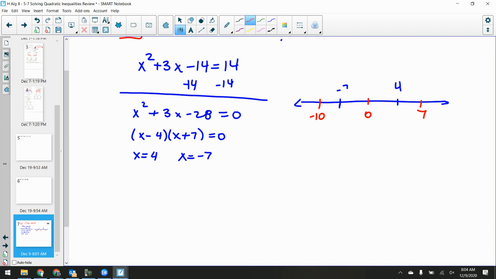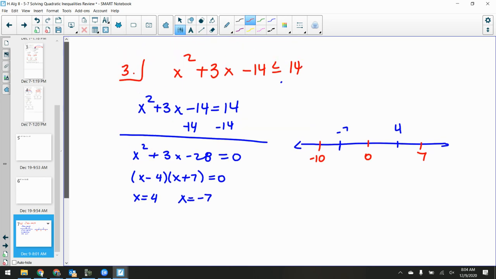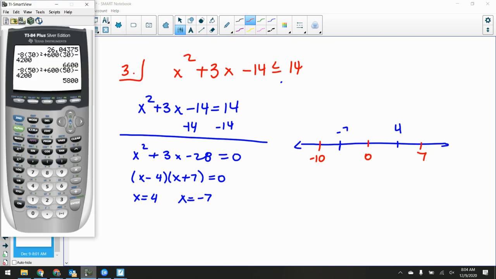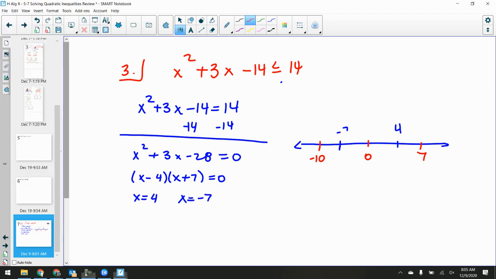In essence, 5 is the same as 7 in this respect, right? I don't care whether it's 5 or 7 because they're both going to lead me to the same conclusion. Okay, so we go back into our original with those 3 testing values. So we say negative 10 squared plus 3 times negative 10 minus 14. And I get 116. I get 116 less than or equal to 14. Is that a true statement? No.